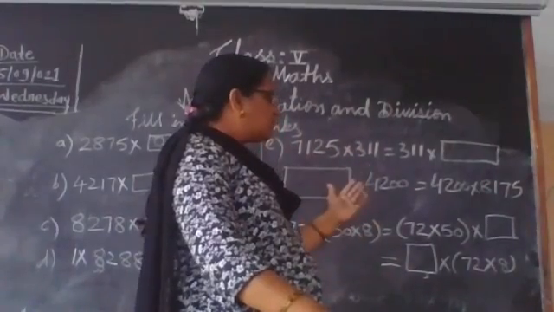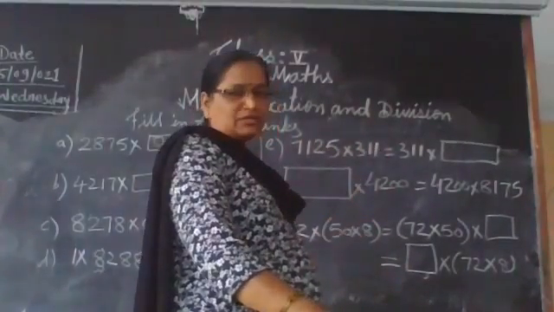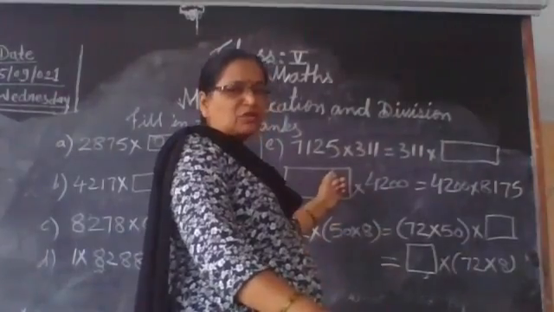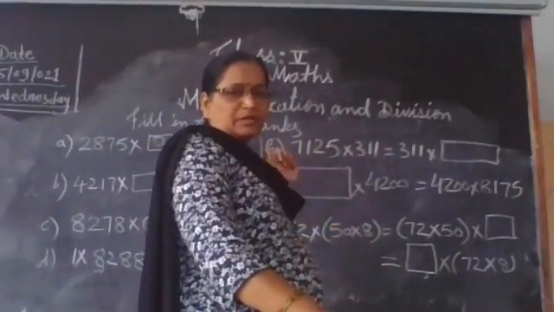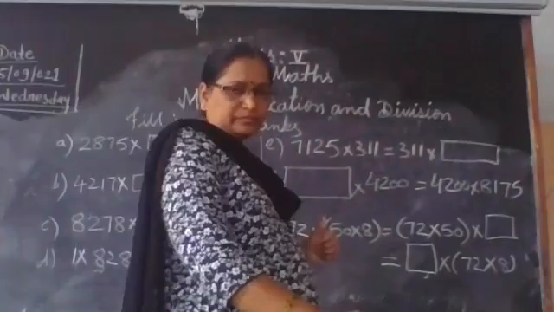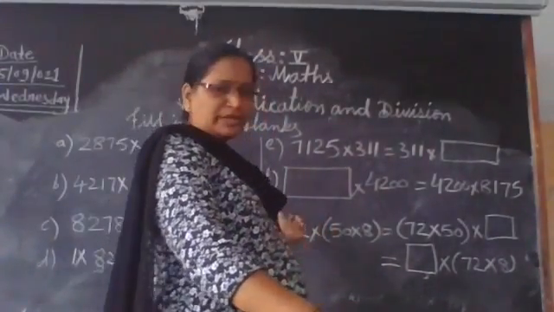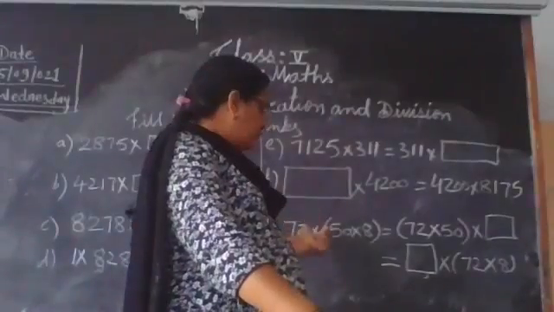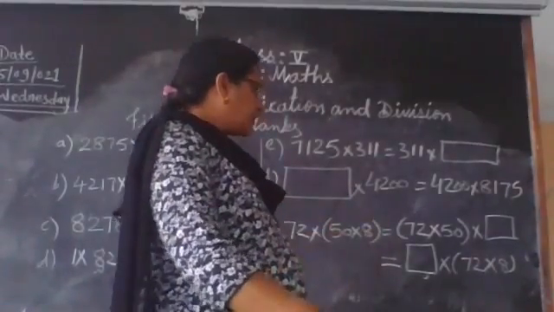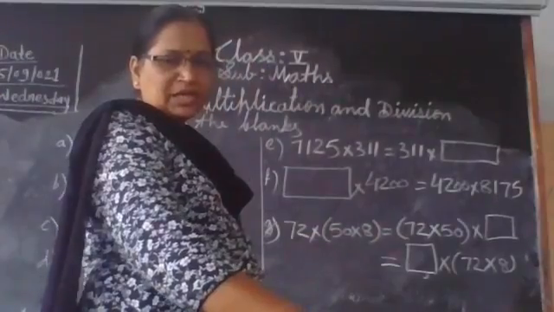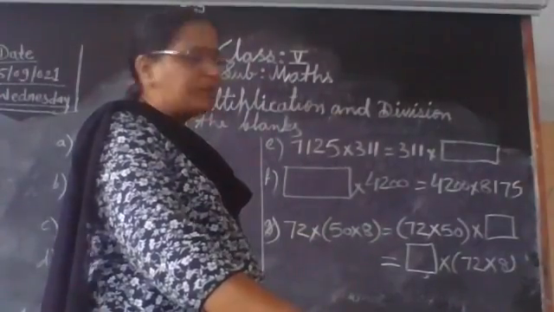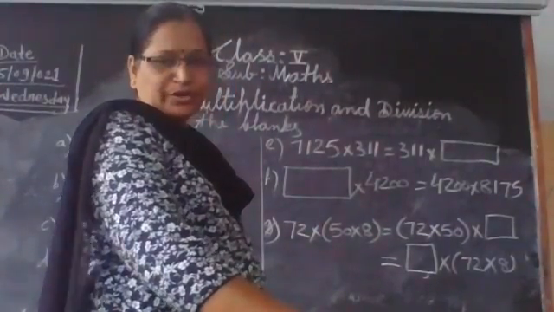Now see children, dash multiplied by 2,200 is equal to 4,200 into 8,075. Here also you have to apply the third property, the commutative property. Now see children, here you have to multiply three numbers, 72, 50 and 8. Here the regrouping means you have to apply the associative property.